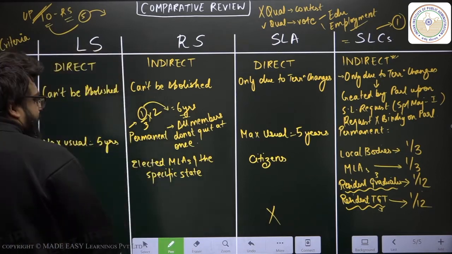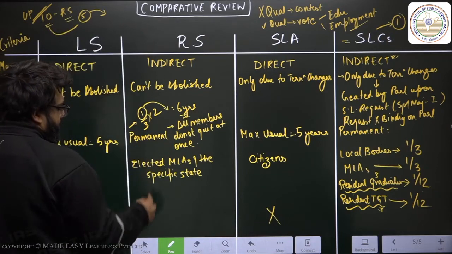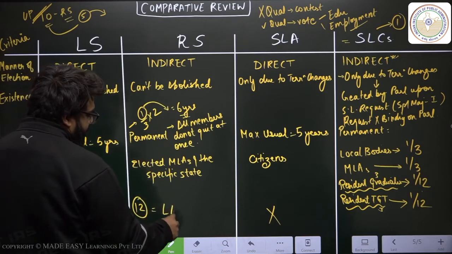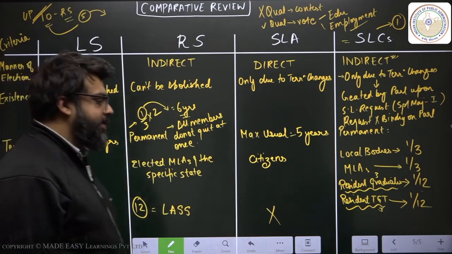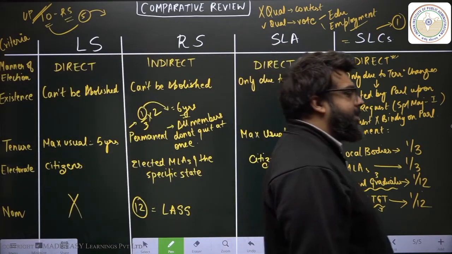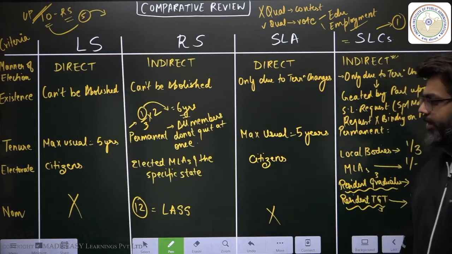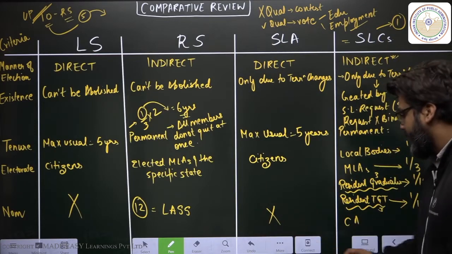Okay? As far as nominations here are concerned, you have a total of 12 nominations on the basis of literature, arts, science, and social service. Literature, arts, science, and social service. LAS. You and I are in a class, and you have your nomination criteria here as class.